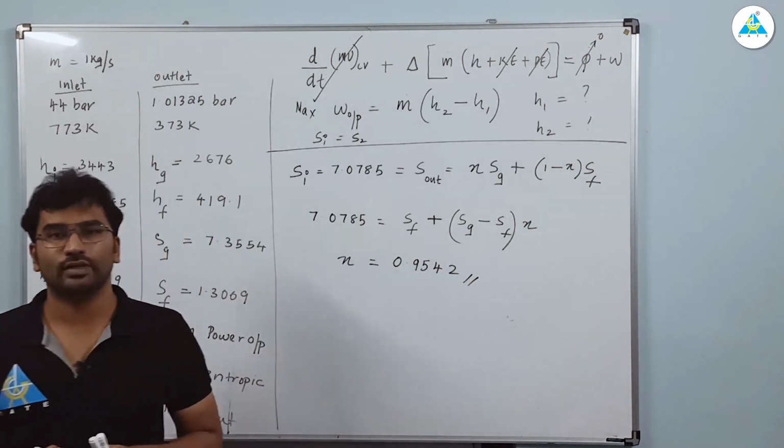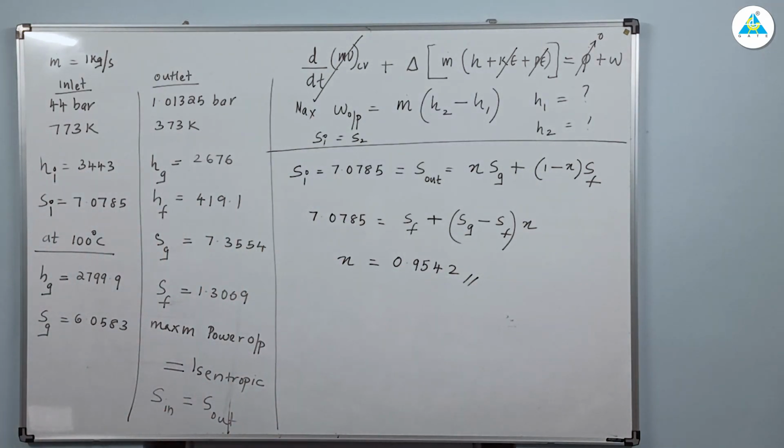0.9542 will come out as the quality. Is it fine? Right? You will be getting X is equal to this as the quality. Complete it.